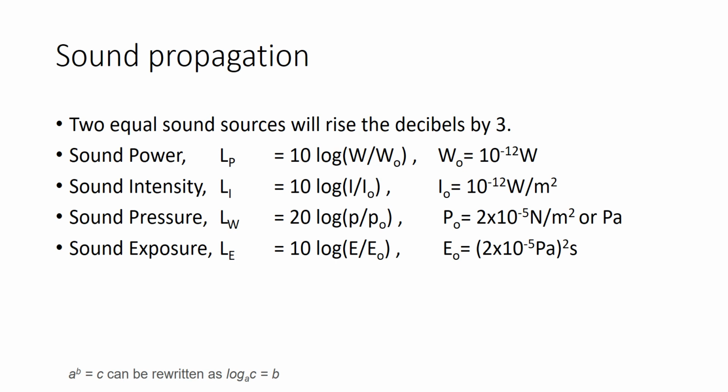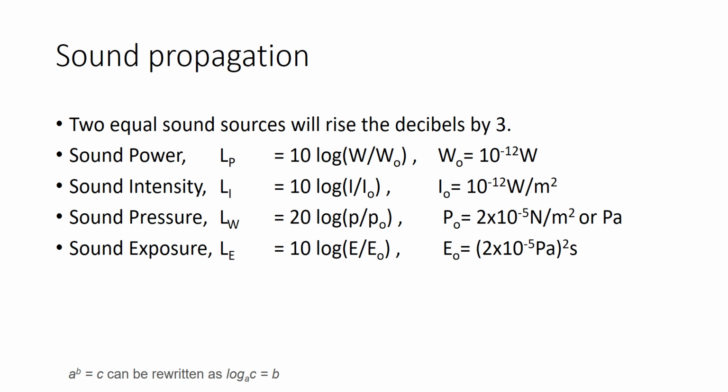And next is sound intensity, which is measured in watt per meter square. It's more like area weighted sound source type. Next is sound pressure, which is more like at the receiver side, how much sound pressure is coming. This formula we saw before. And last one is the sound exposure, which is calculated based on this formula, 10 log E by E naught.